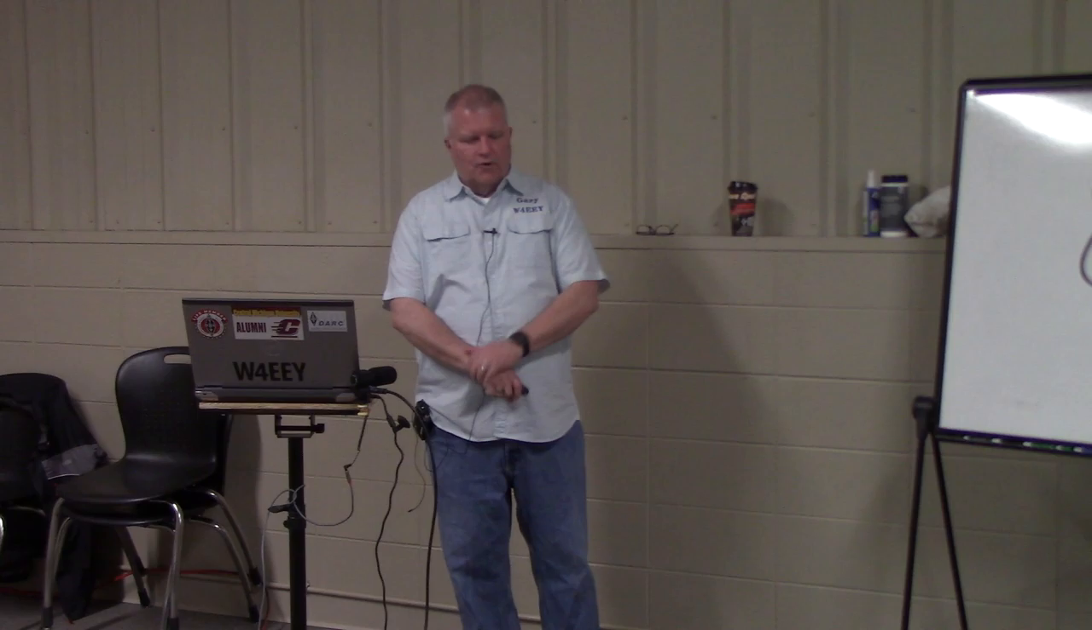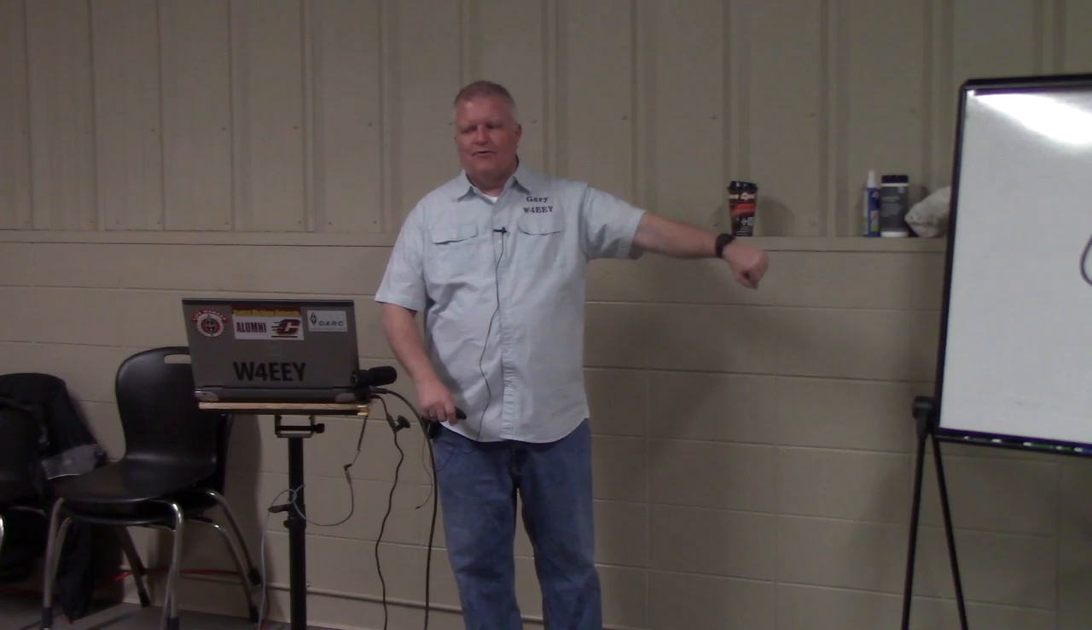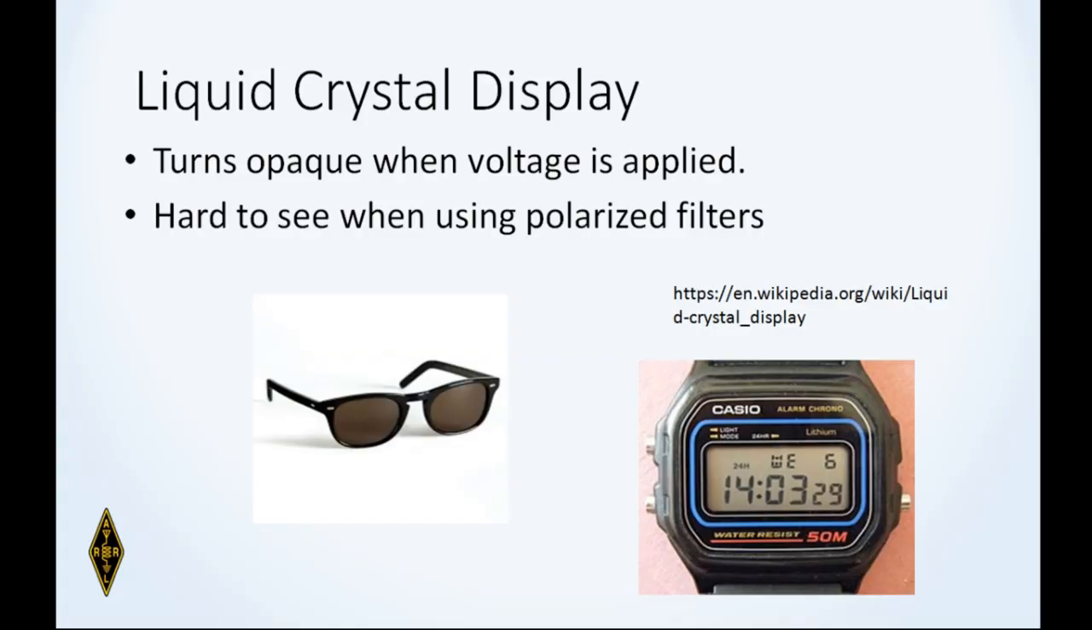Liquid crystal displays, I got mine right here on my wrist, used for digital watches, for displays in automobiles. They'll turn opaque when a voltage is applied to them, and so they're driven in a certain pattern, and you can get the time. But they're hard to see when using polarized filters. So if you've got your sunglasses on and your sunglasses are polarized, sometimes you can't read it. Or sometimes you can't read the console in your car because LCDs are already using polarizing filters, and it makes it difficult to use.